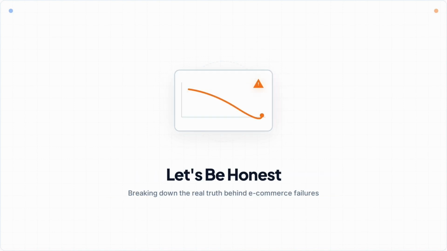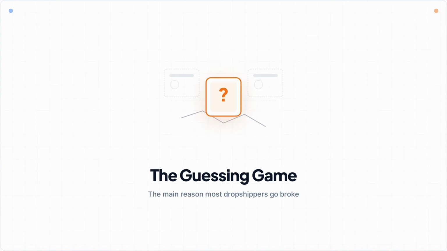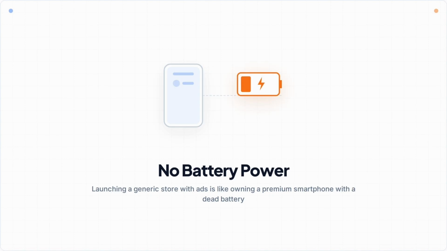The main reason that most dropshippers, in my opinion, don't succeed is because they're playing guessing games, regardless of where you're actually selling. You might scroll through trending products, throw an item onto a generic store, and then pray that your ads work or pray that it gets sales, right? That's like buying a top-tier premium smartphone that doesn't have a battery, right? It simply won't turn on even if it has all the potential in the world.